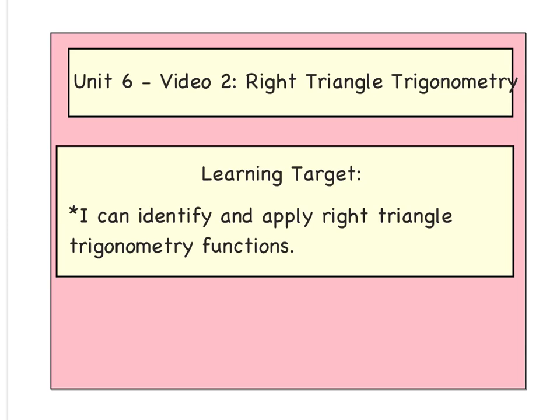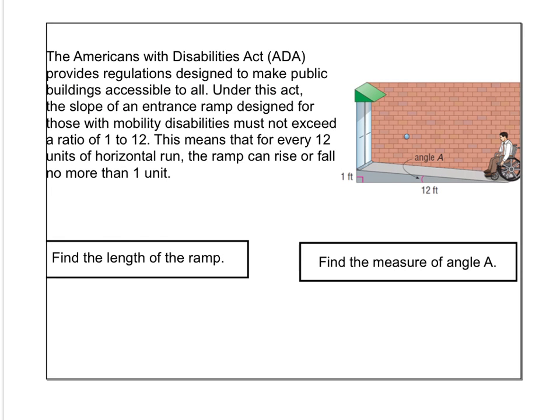You are looking at 6-2 right triangle trig. If it looks familiar and maybe it brings back a few nightmares, that's because you have seen this before in geometry. This is kind of a recap and a revisit to what we were talking about there. So let's start with a good example here.